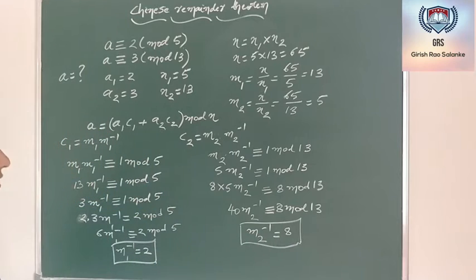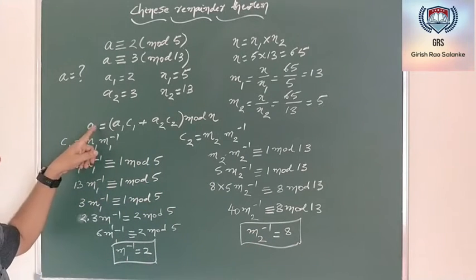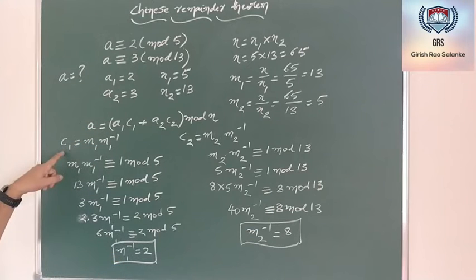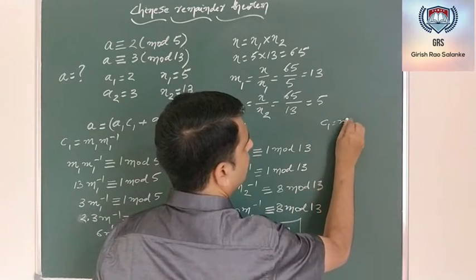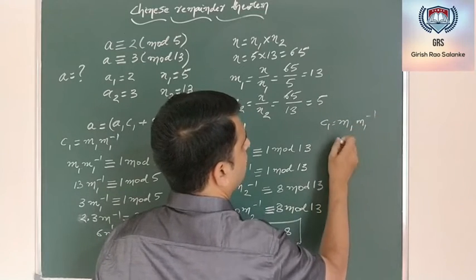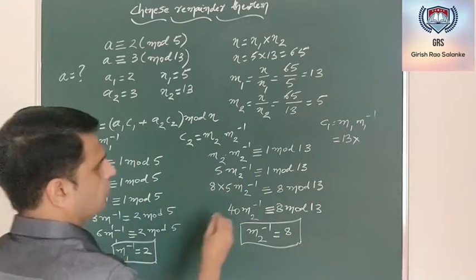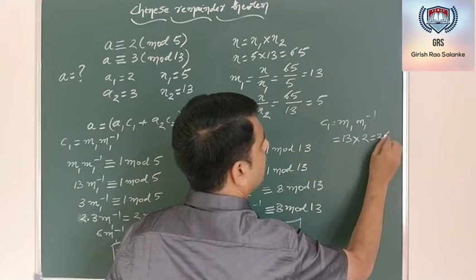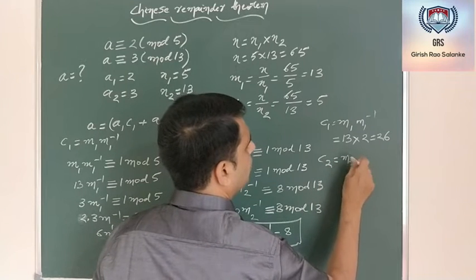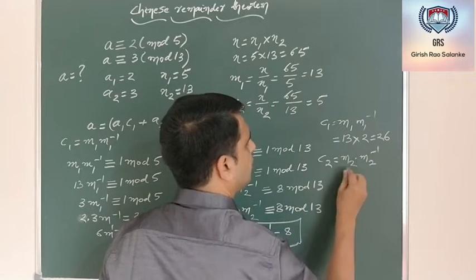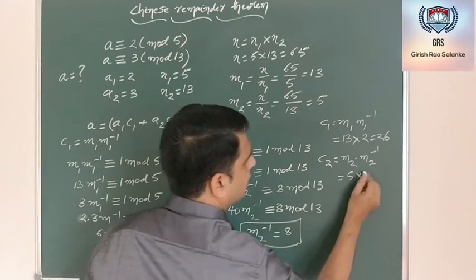Hope till here it is clear how to find the value of M1 inverse and M2 inverse. Now once you have the value of M1 inverse and M2 inverse, you can calculate the value of C. Now C1. How to get C1? C1 is equal to M1 into M1 inverse. M1 was 13 and M1 inverse is 2. 13 into 2 is 26. Similarly C2. C2 is equal to M2 into M2 inverse. M2 value was 5. 5 into 8, that's 40.